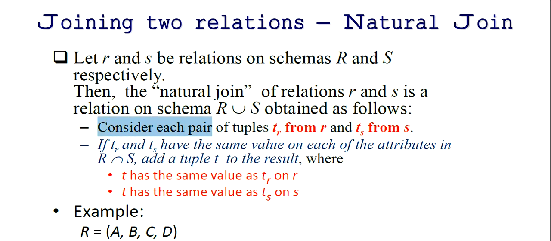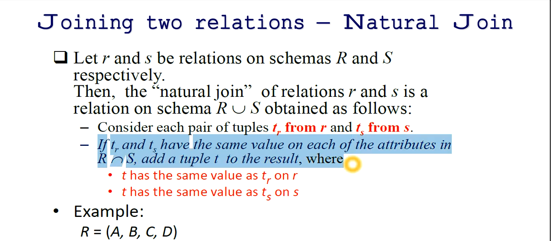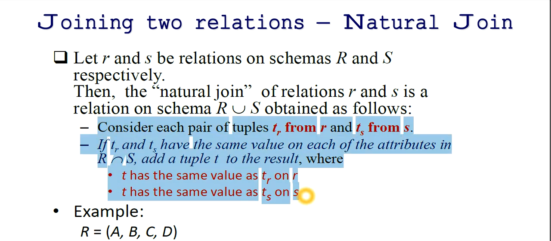Consider each pair of tuples TR from R, TS from S. If TR and TS have the same value on each of the attributes in R intersection S, add a tuple T to the result. But you should note that T has the same value as TR on R and T has the same value as TS on S. These 2 points are very important, by which we are calculating the natural join.